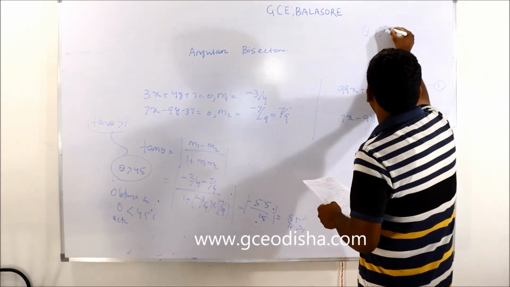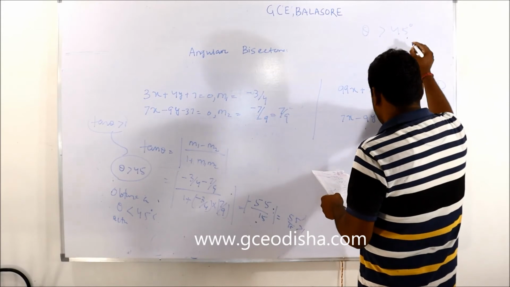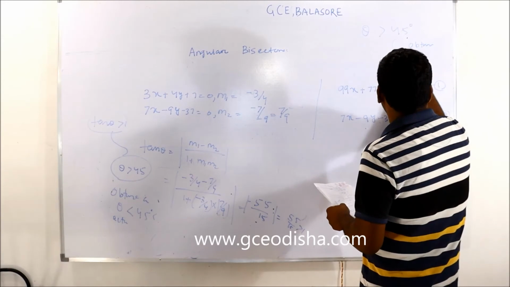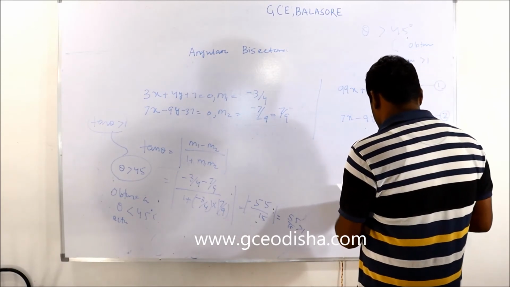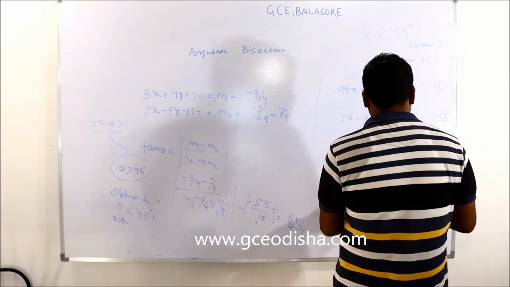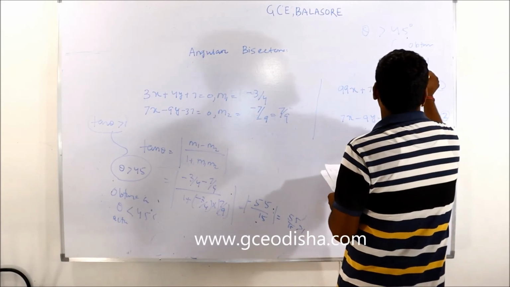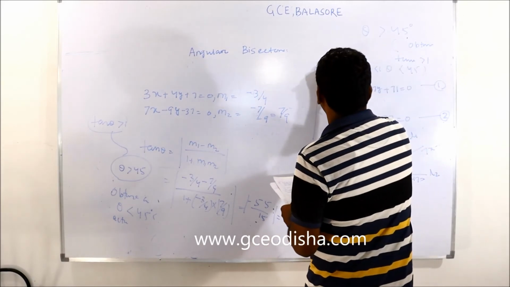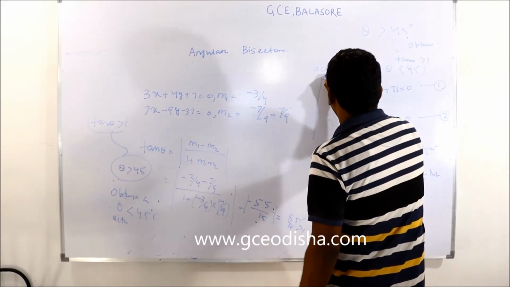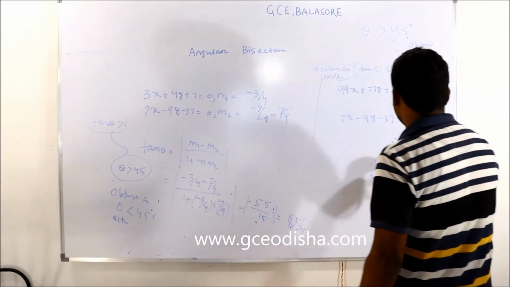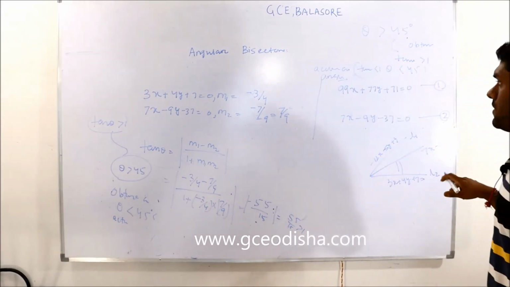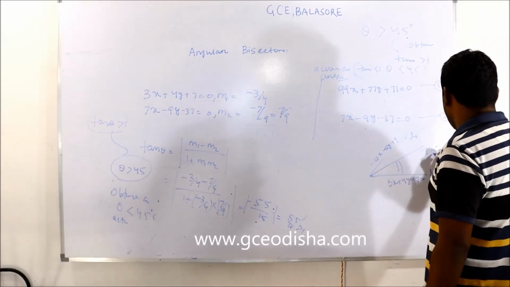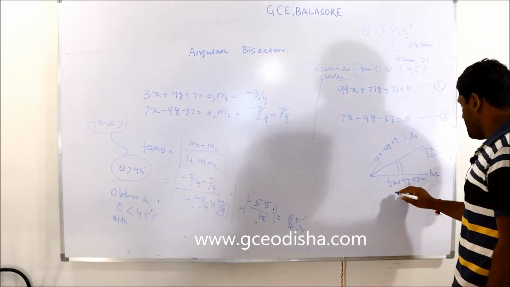When theta is greater than 45, the bisector cuts at an obtuse angle. That means that tan theta is greater than 1. And another thing is there: when theta is less than 45, then tan theta is less than 1, this is an acute angle. The bisector cuts the line at an acute angle.